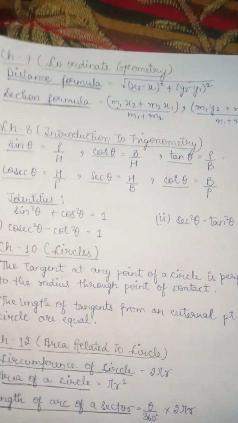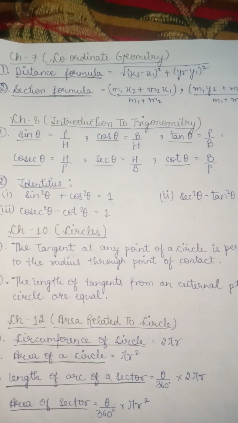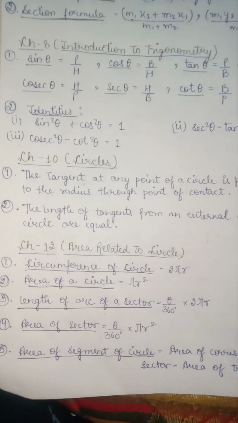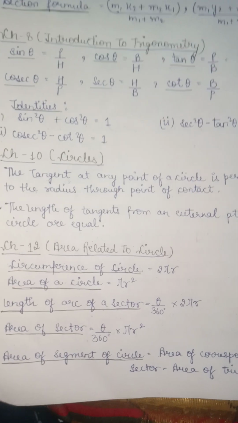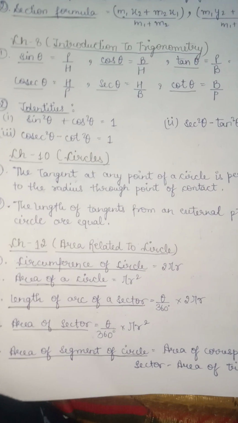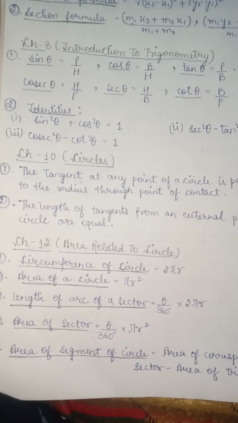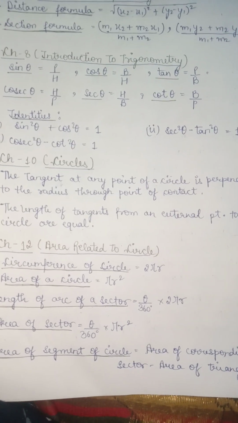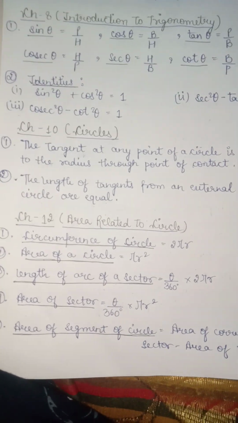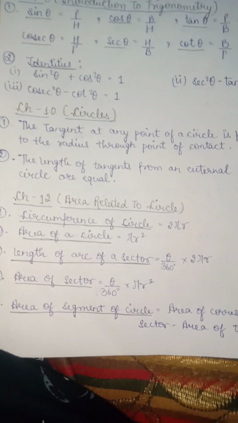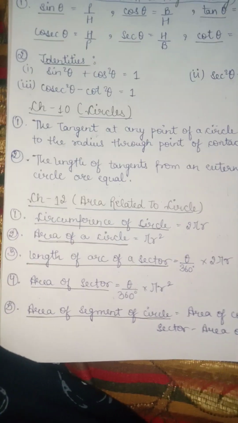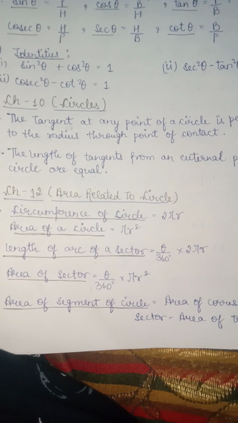Now come to chapter 7, Coordinate Geometry, in which we have only two formulas, that is the distance formula and second is the section formula. Now come to chapter 8, Introduction to Trigonometry. That is a very important chapter. First, we also know how to find sine theta, cos theta, tan theta, cosec theta, sec theta, cot theta. Then the important identities are also here. Sine square theta plus cos square theta is equal to 1. Sec square theta minus tan square theta is equal to 1. Cosec square theta minus cot square theta is equal to 1.